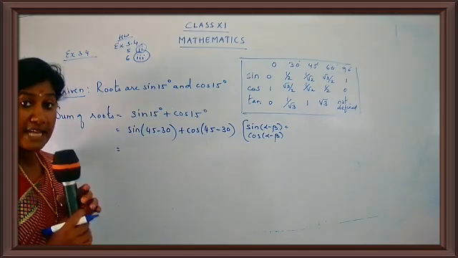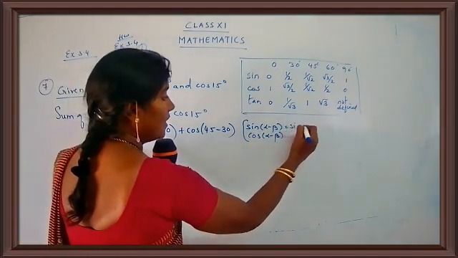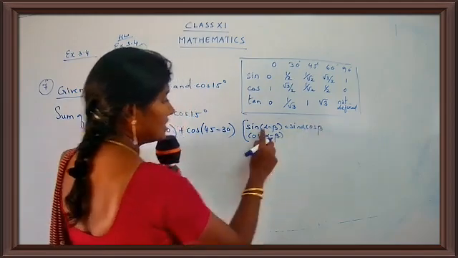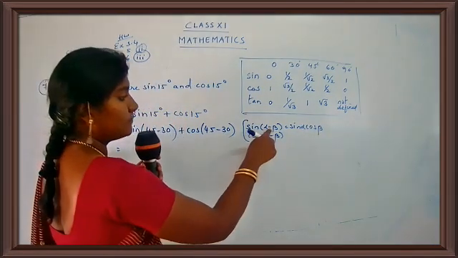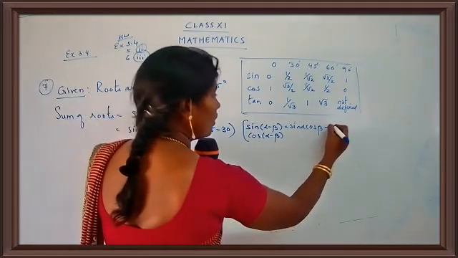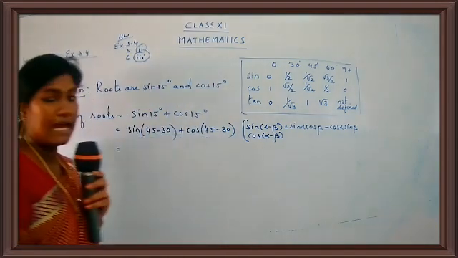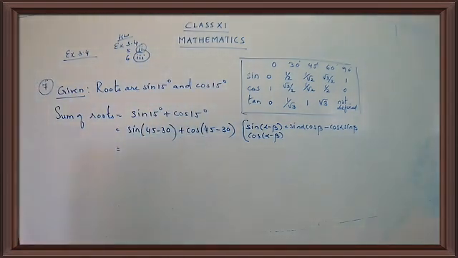What is the formula for sin alpha minus beta? Sin alpha cos beta. For sin, the sign remains the same, so this is minus. So I'll get sin alpha cos beta minus cos alpha sin beta.